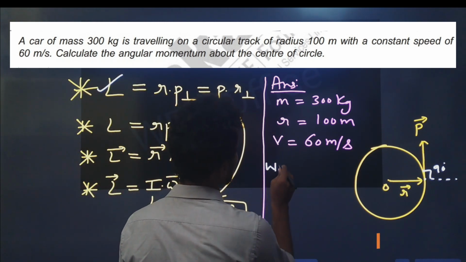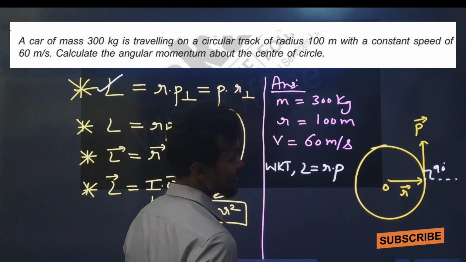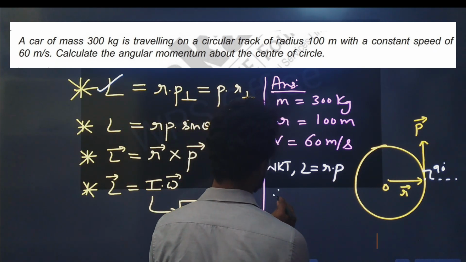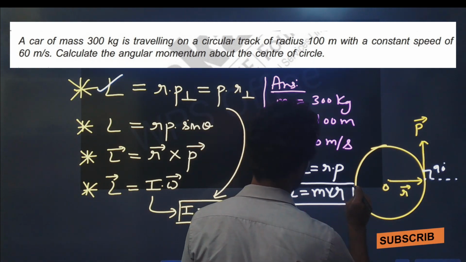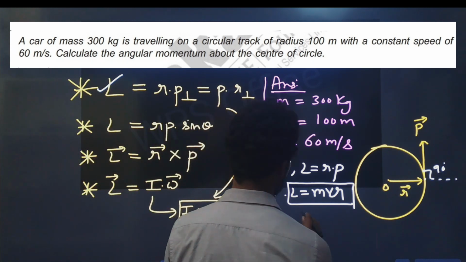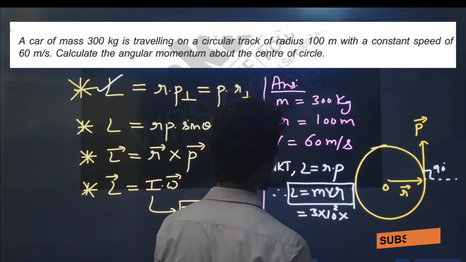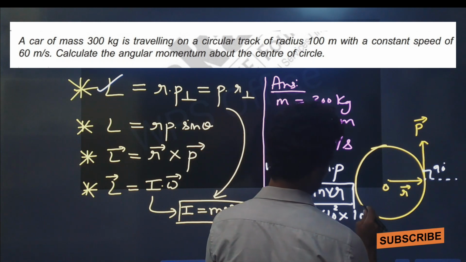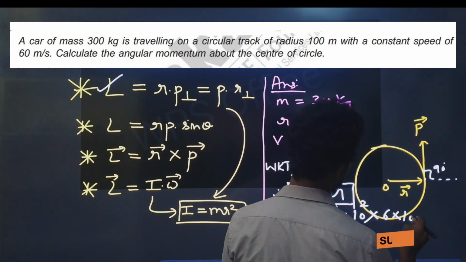We know that L equals r into p, because both are perpendicular, and linear momentum is the product of mass and velocity, so p equals mv. Hence L equals mvr. This is the angular momentum of a particle rotating in a circular path. Now if we put in all these values: the mass is 300 kg, that means 3 into 10 to the power 2. Radius of the path is 10 to the power 2, into speed 60, that means 6 into 10 to the power 1.